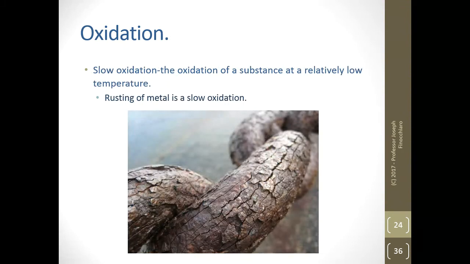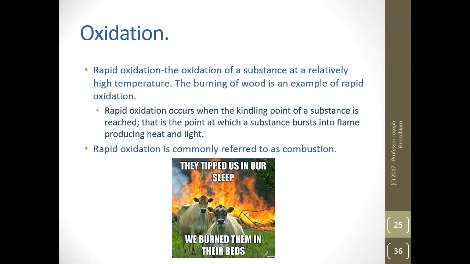So slow oxidation: relatively low temperatures, pretty slow. Rusting of metal is slow oxidation. The turning brown of an apple is a slow oxidation. Rapid oxidation, the oxidation of a substance at a relatively high temperature. The burning of wood is an example of rapid oxidation. Rapid oxidation occurs when the kindling point of a substance is reached. The kindling point is that point at which a substance bursts into flame, producing heat and light. Rapid oxidation is commonly referred to as combustion.